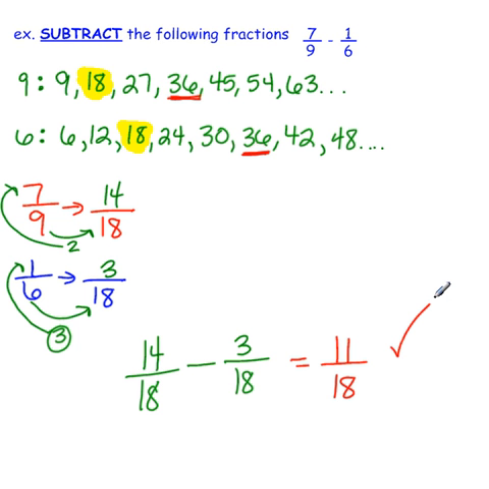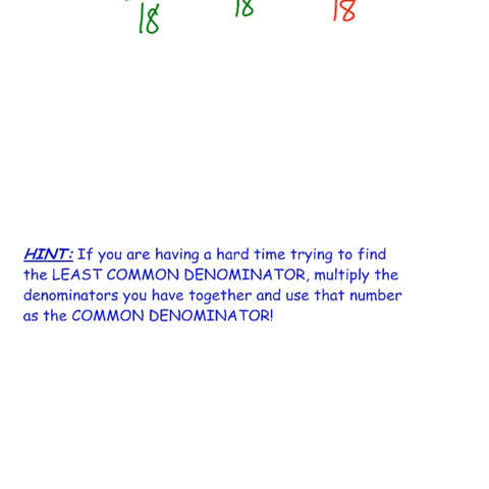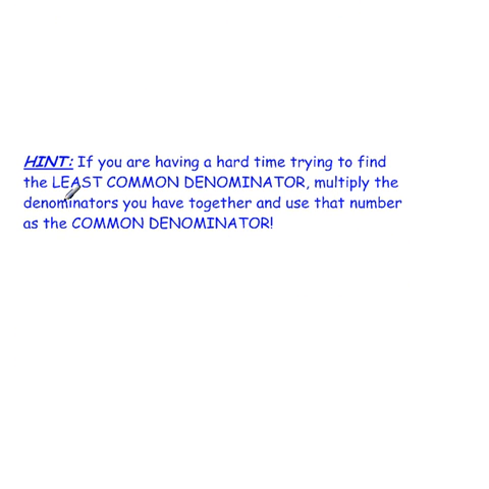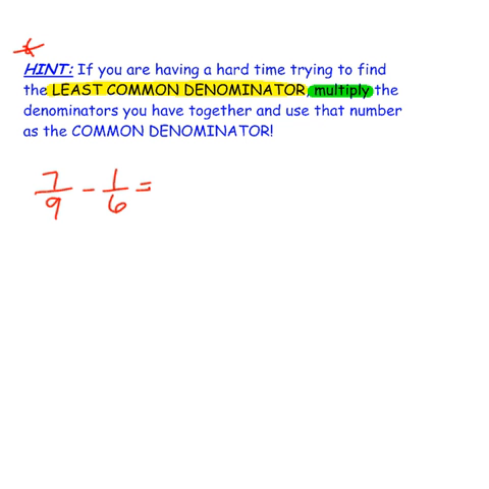Now, I want to make sure to tell you one hint, because sometimes the numbers are not easily seen. So I want to definitely give you this right here. If you are having a hard time trying to find the least common denominator, don't stress out or don't waste time. All you have to do is multiply the denominators that you have together and use that number as a common denominator. Let me show you what I'm talking about. In the example above, you can look up, we just did 7/9 minus 1/6.